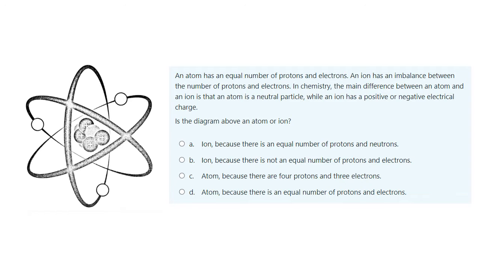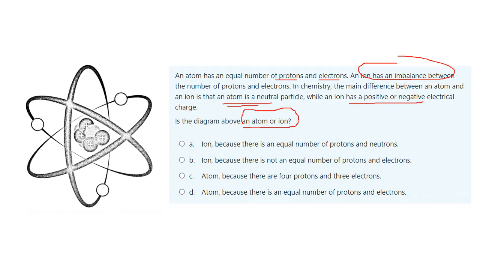An atom has an equal number of protons and electrons. An ion has an imbalance between the number of protons and electrons. An ion, remember, is an atom that has gained extra electrons or lost some of the electrons. In chemistry, the main difference between an atom and an ion is that the atom is neutral, while the ion is positive or negative. Is the diagram an atom or an ion?